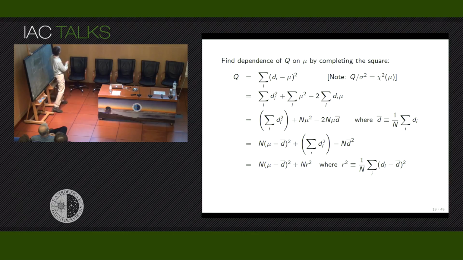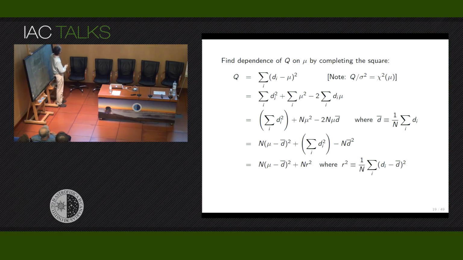So this is independent of mu. It's just some sum of the data squared. This is n copies of mu squared. And this, we could pull out the mu because it doesn't depend on the sum index i. And then the sum of the data is just n times the mean of the data. So we have 2 times n times mu times the mean of the data.